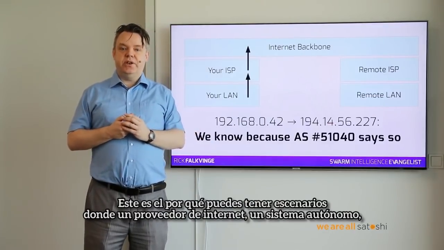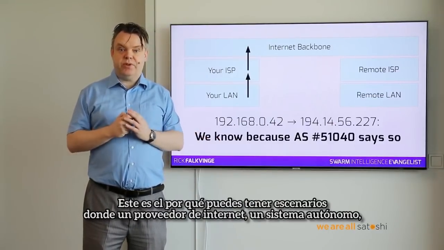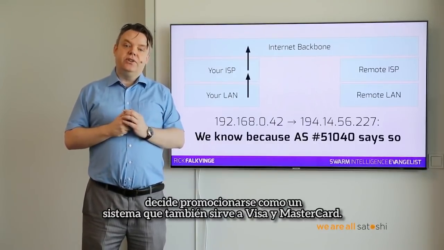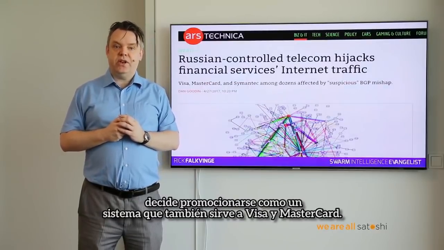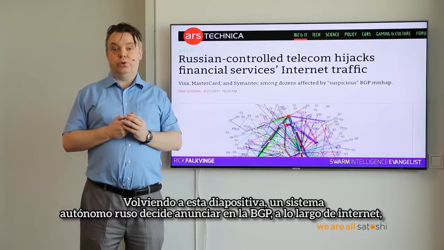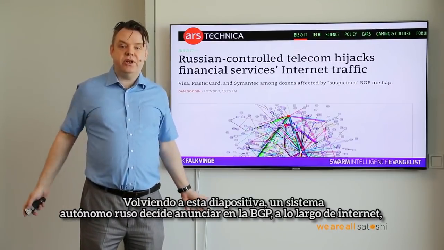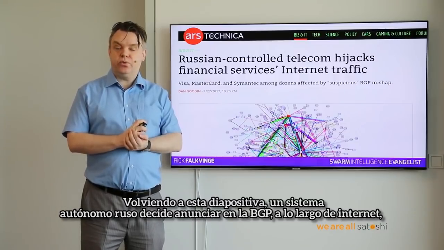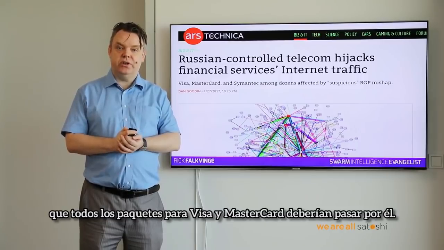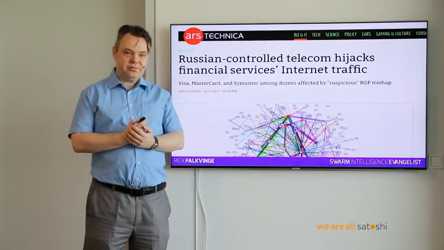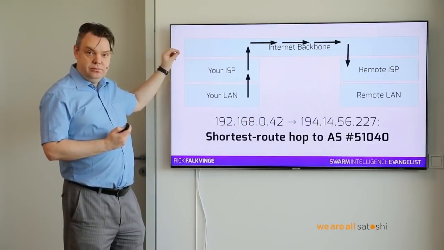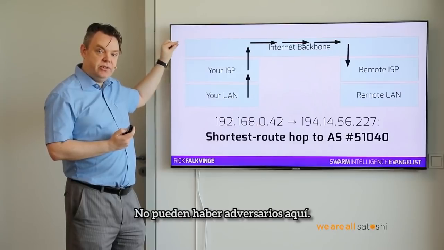Which is why you can have scenarios where one internet service provider, one autonomous system, decides to advertise, as it's called, that it is also serving Visa and MasterCard. Returning to this slide, a Russian autonomous system decided to advertise onto the Border Gateway Protocol internet-wide that all packets for Visa and MasterCard should come here. This is a trusted system. There cannot be any adversaries here.